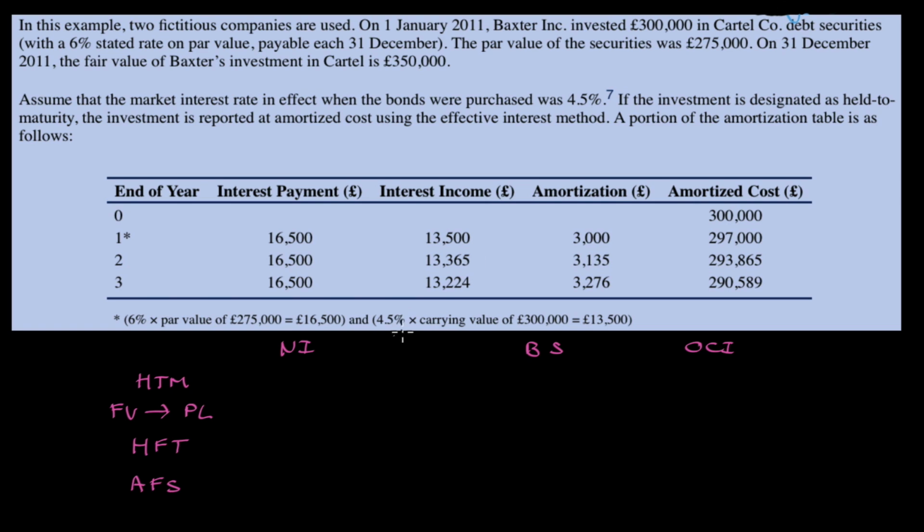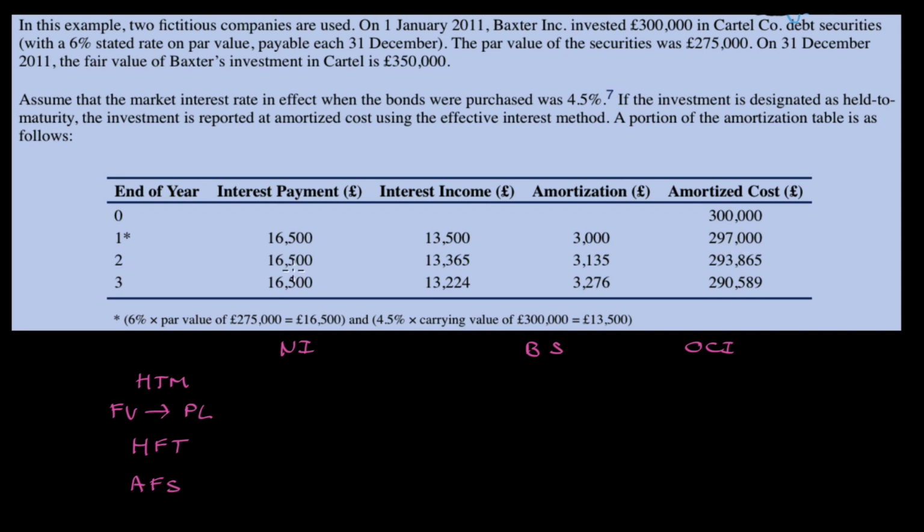So the effective interest rate method says, okay, well, 4.5% times the carrying value of $300,000, $13,500. So $13,500 is our interest income. If our interest payment is $16,500, we have an amortization of $3,000. By the end of the year, it'll be carried at $297,000.